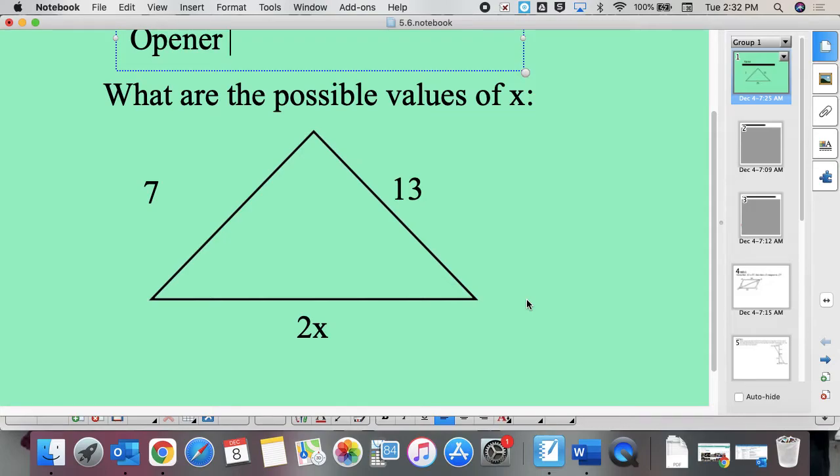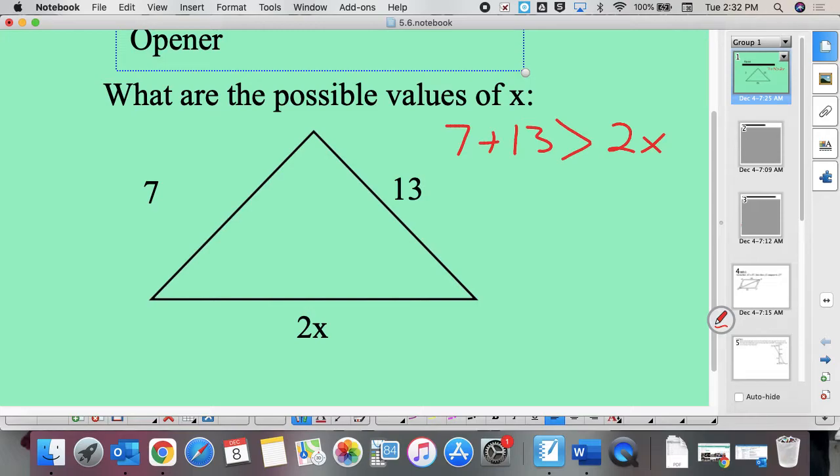All right, take a look at your opener here. In 5.5, we learned the triangle inequality theorem. It said that any two sides you add together must be greater than the third side. So taking a look at our sides, we can put together the 7 plus the 13, and that must be greater than 2x.